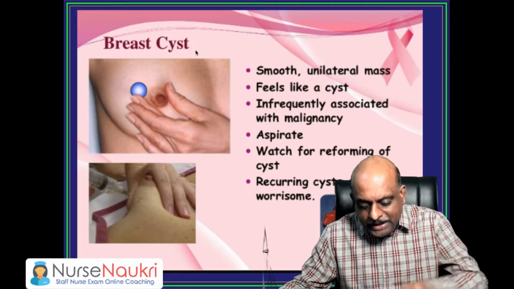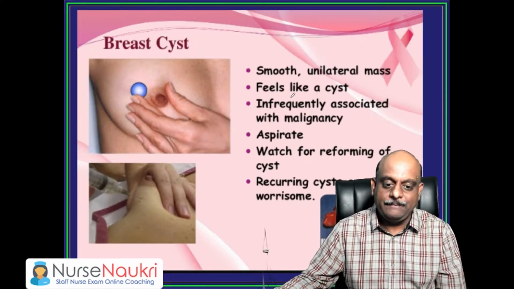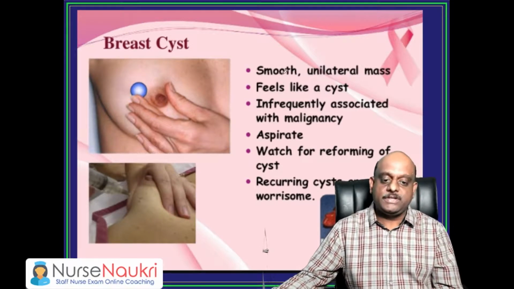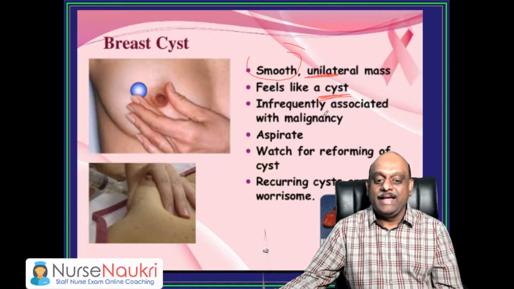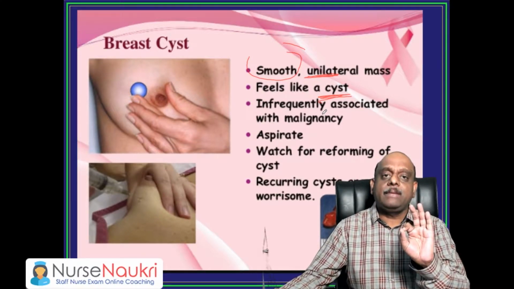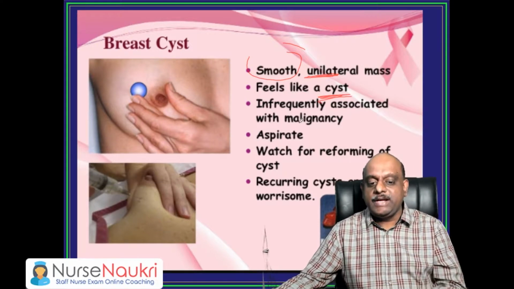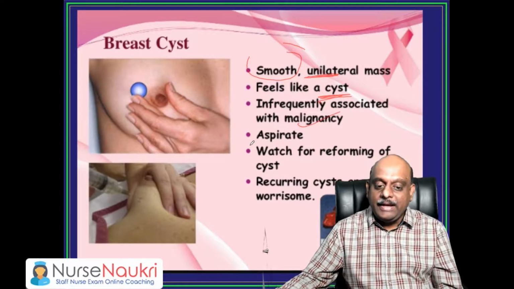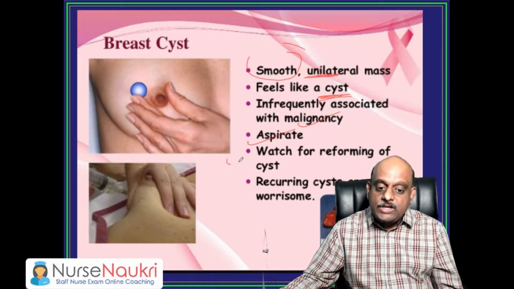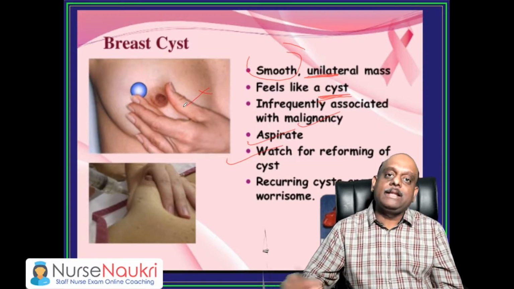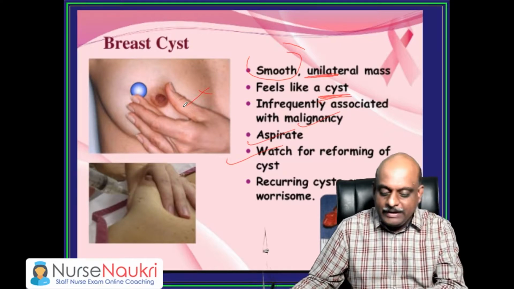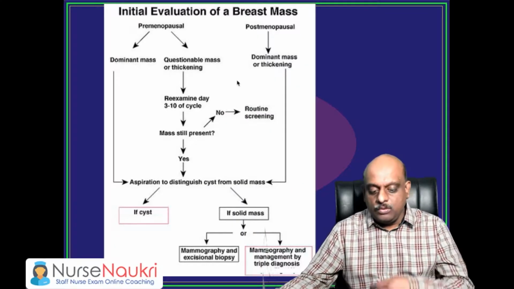So a breast cyst, how will you identify a breast cyst? It is smooth, it is unilateral, it feels like a cyst. Only infrequently, meaning rarely, it is associated with malignancy. And you can aspirate, and when you aspirate a good number of times, the cyst becomes impalpable, is what you have to remember.